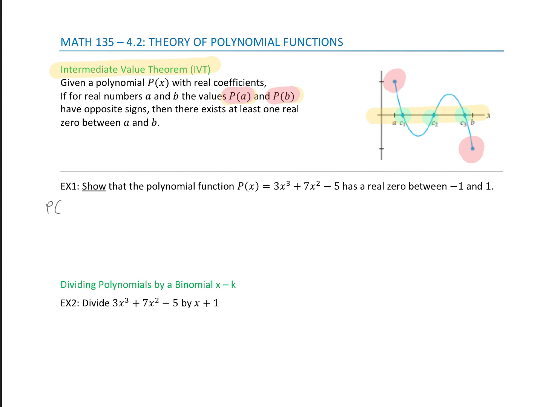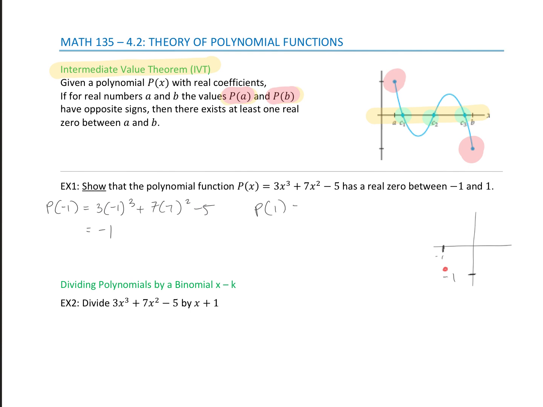So let's see. p of -1 is going to equal 3 times -1 cubed plus 7 times -1 squared minus 5. And then we can calculate it out and we get -1. So if I was to graph this value, at the x value of -1, our y value is -1. And then let's check the next one, the +1 value.